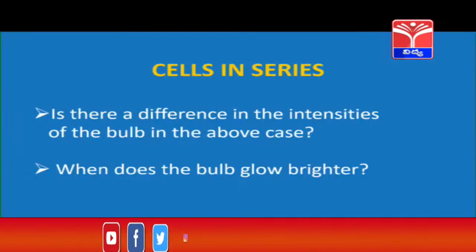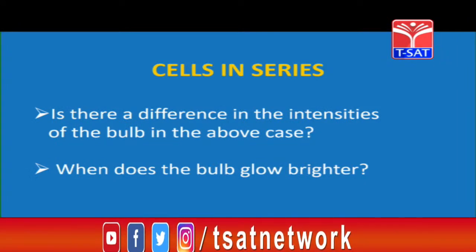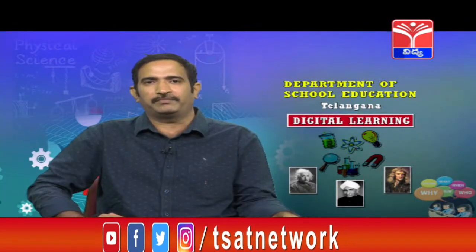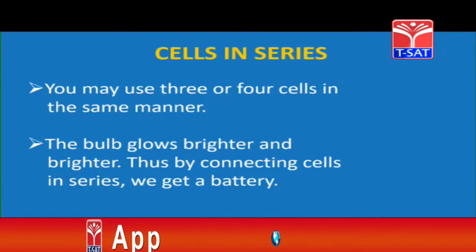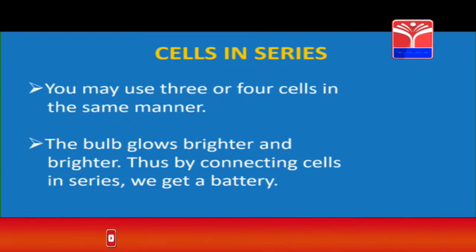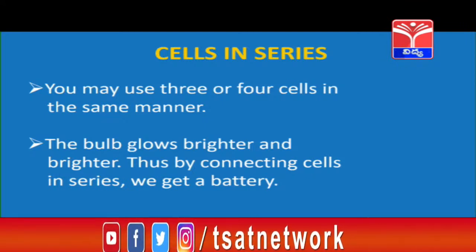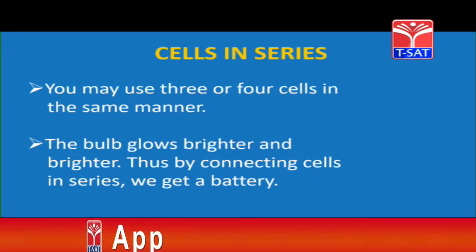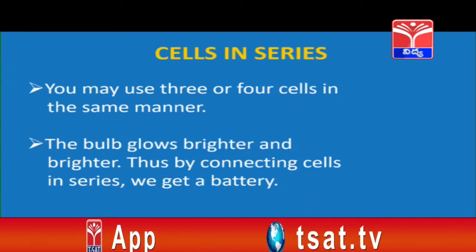Now when does the bulb glow brighter? In the second case, when 2 cells are used, the bulb glows very brightly. Now you may use 3 or 4 cells in the same manner, that means now we can increase the intensity of the bulb by increasing the voltage in the series circuit. The bulb glows brighter and brighter, thus by connecting the cells in series we get a battery.